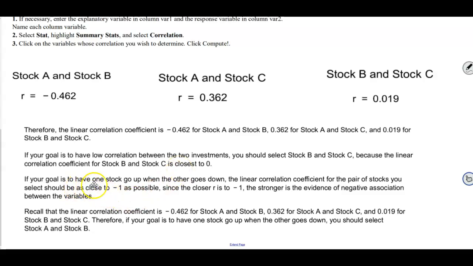Now, if your goal is to have one stock go up and the other go down, the linear correlation coefficient for the pair of stocks you should select should be as close to -1 as possible. Since the closer r is to -1, the stronger is the evidence of a negative association between the variables. So recall that the linear correlation coefficient is negative for stock A and B. And so if your goal is to have one stock go up when the other goes down, then you would select stock A and stock B.